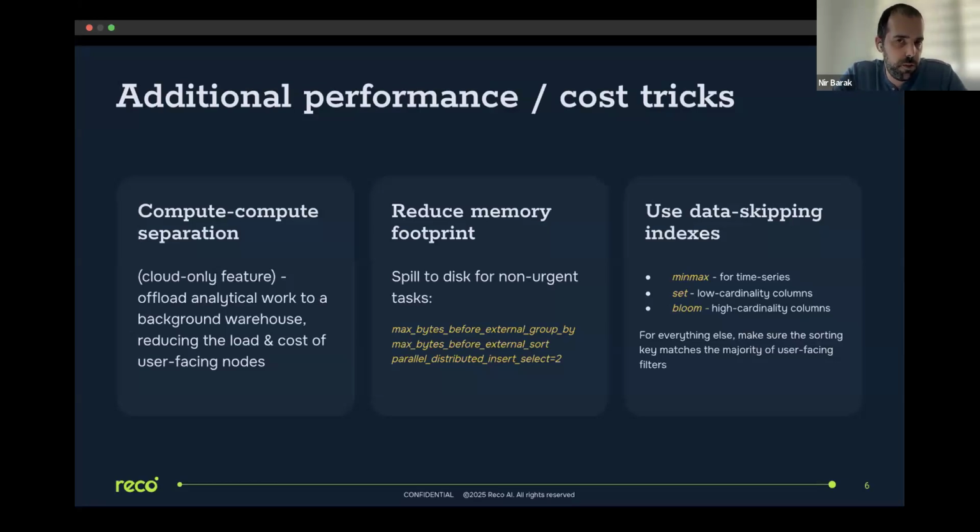Additionally, you can limit the amount of memory used by using some very nice settings, max_bytes_before_external_group_by and max_bytes_before_external_sort. There's also a new one released, I think, in the last version, 25.6, that is called parallel_distributed_insert_select equals 2. 2 is important here. It basically shards your aggregations and your joins across different nodes so that each node does a subset of that aggregation and then sorts it and saves it into its own node separately. Which is fantastic. It dropped our resource requirements by like a third.